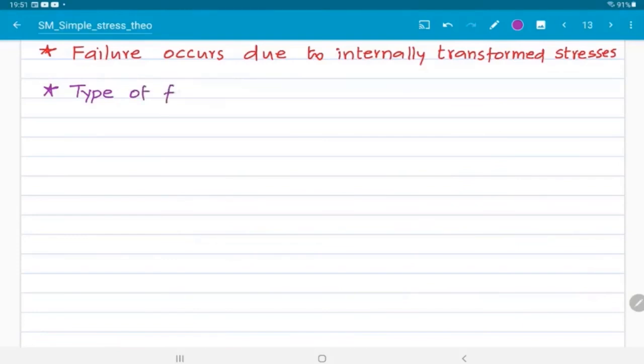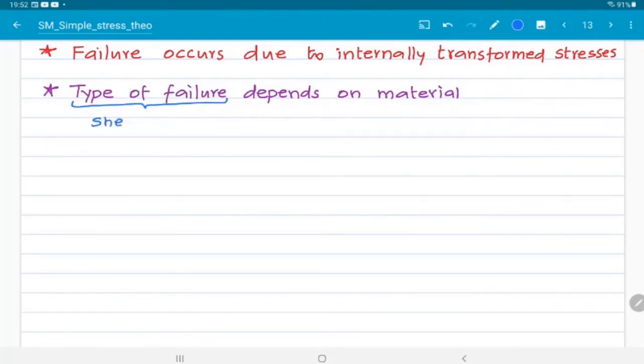Type of failure depends on material, right? So type of failure means what? What are the types of failure? Shear or normal. Corresponding material type, ductile or brittle. So already you made the conclusion, right?